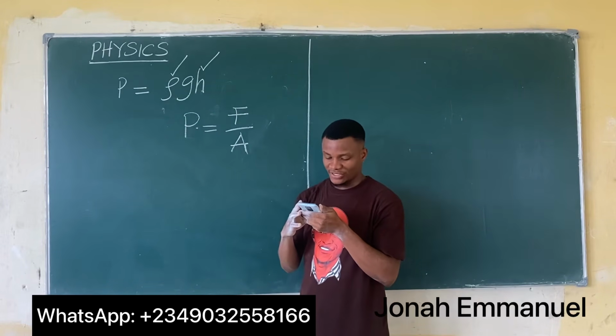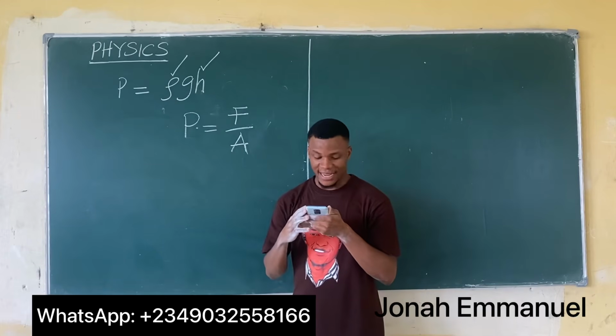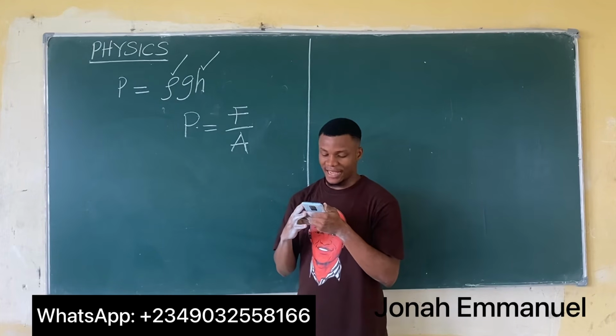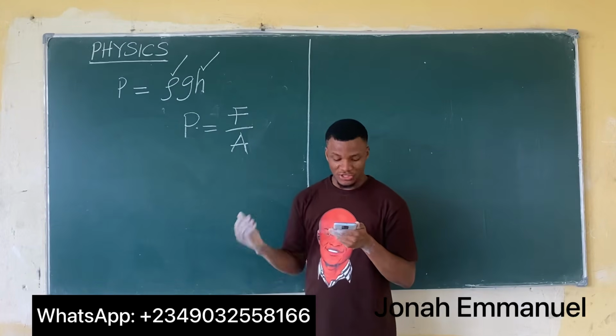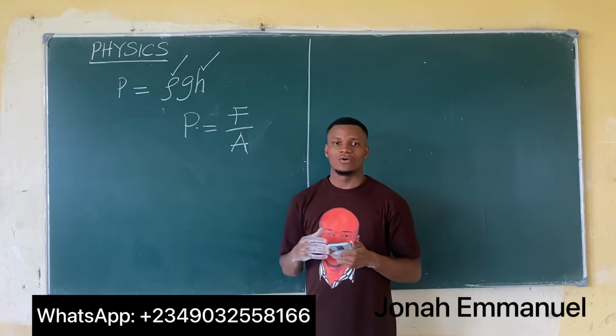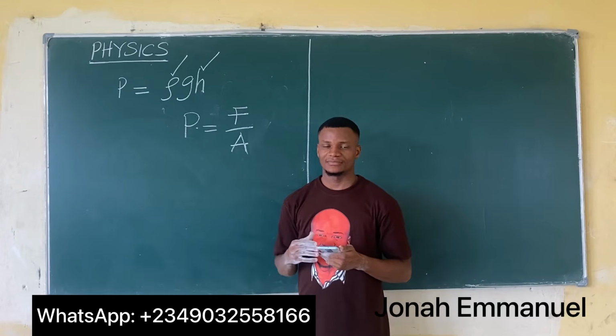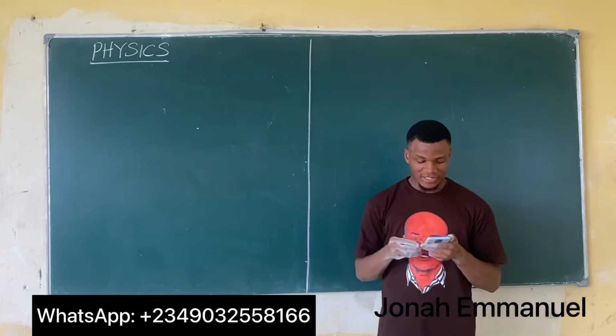So the correct option there is C, which says I, density of the liquid, and II, depth below the surface of the liquid. So it's just I and II only. That's the correct answer. Alright, so let's try this question here.